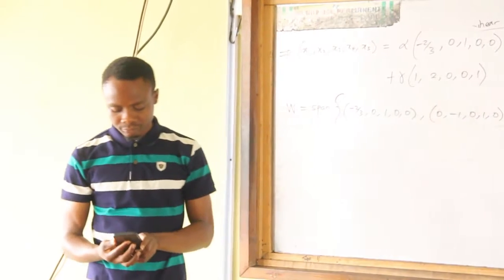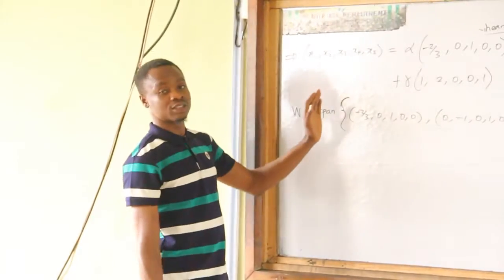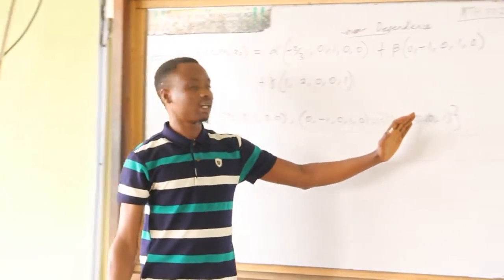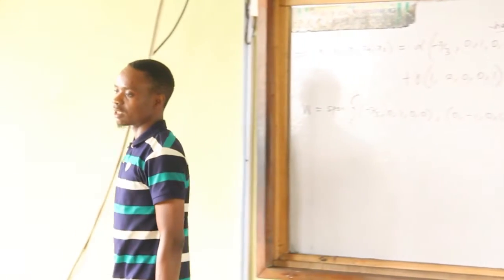We are not done. The question says to find a finite set of vectors which spans W. So we have found the finite set of vectors. This is the set of vectors that span W. Is it clear? Alright, so that's that about that.